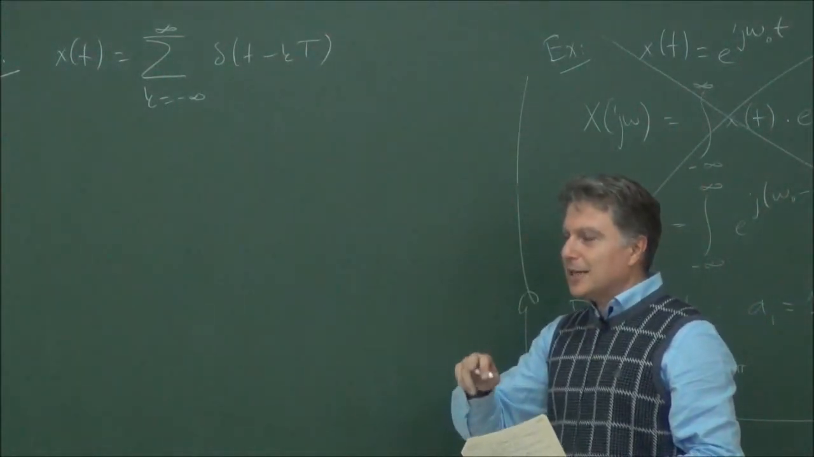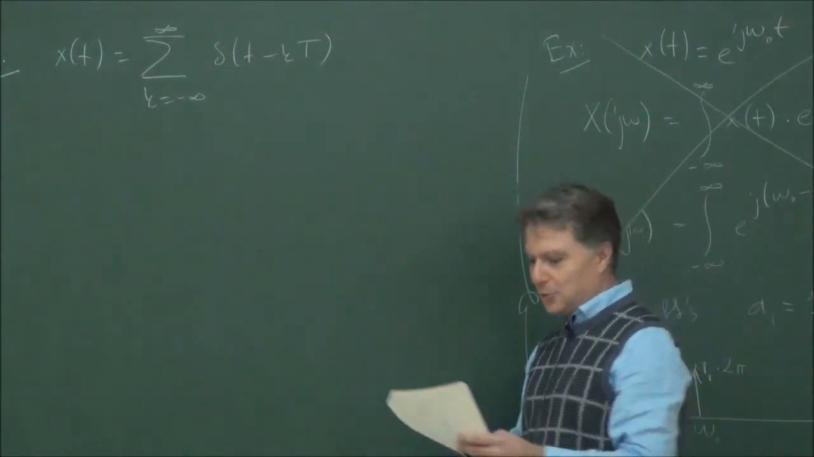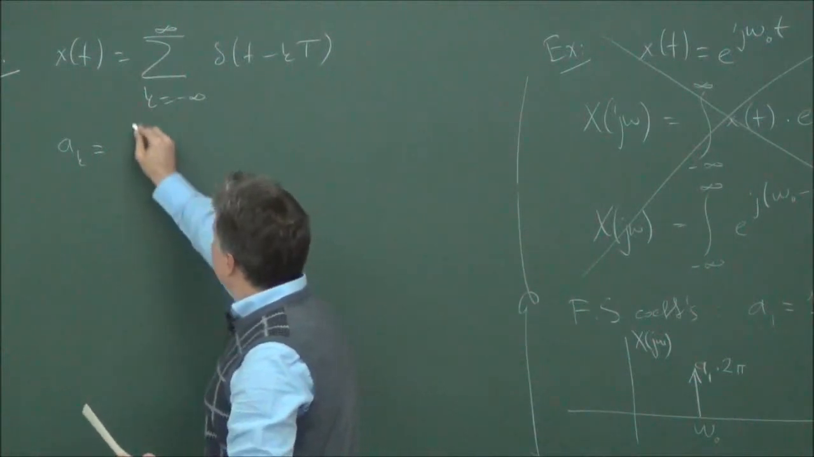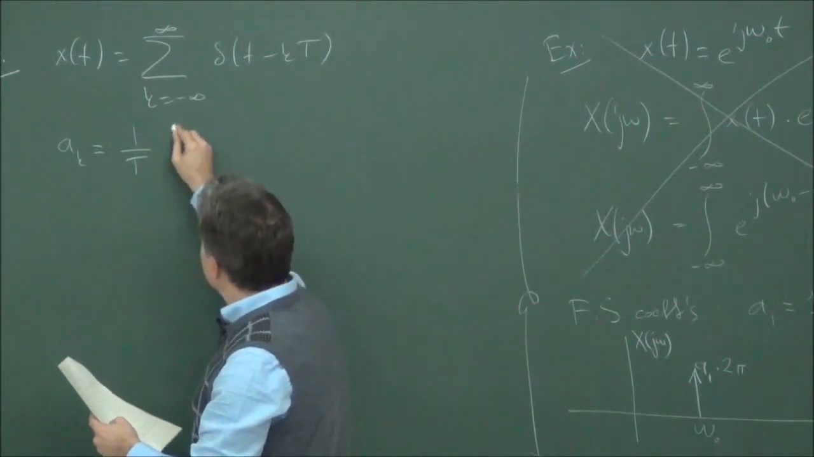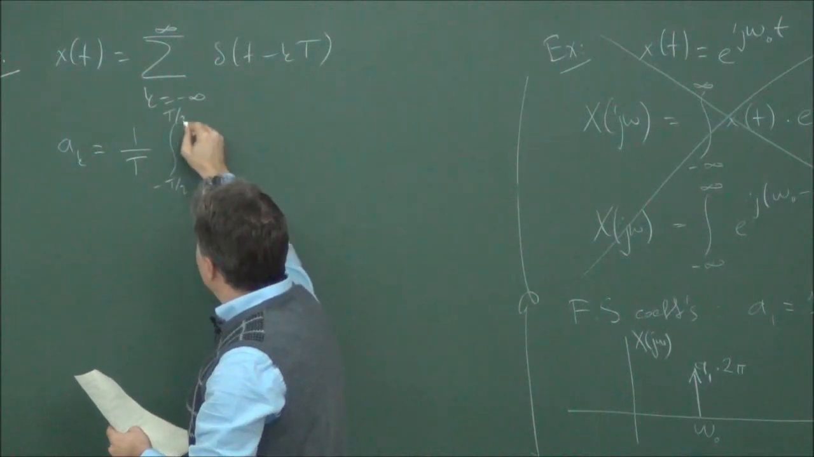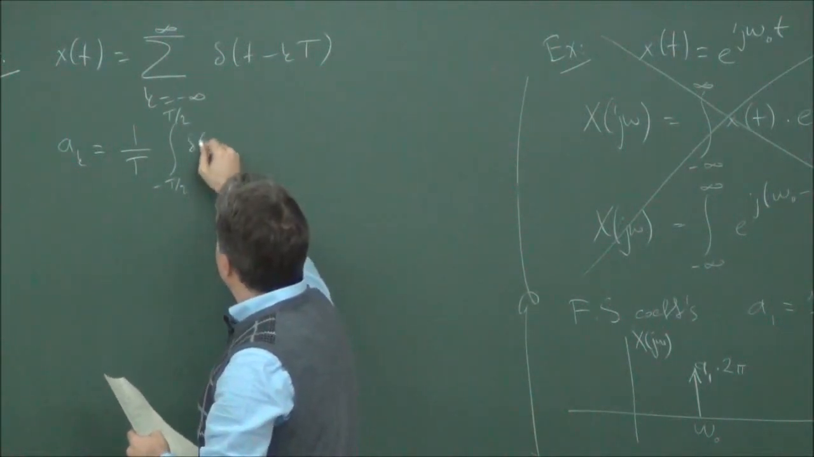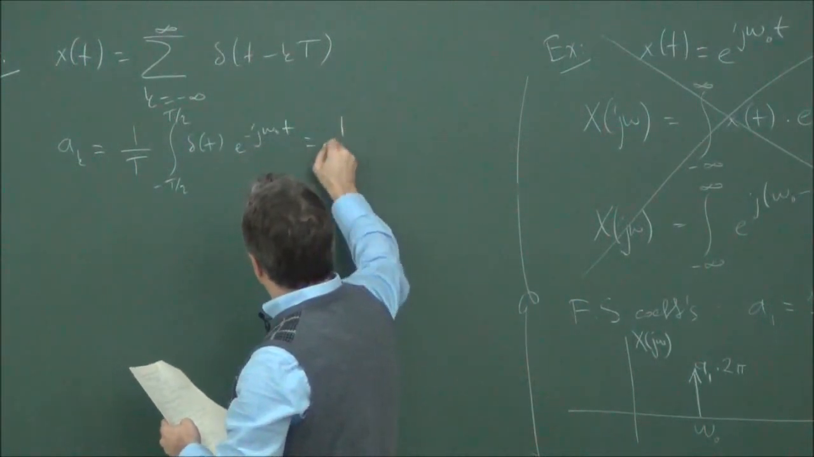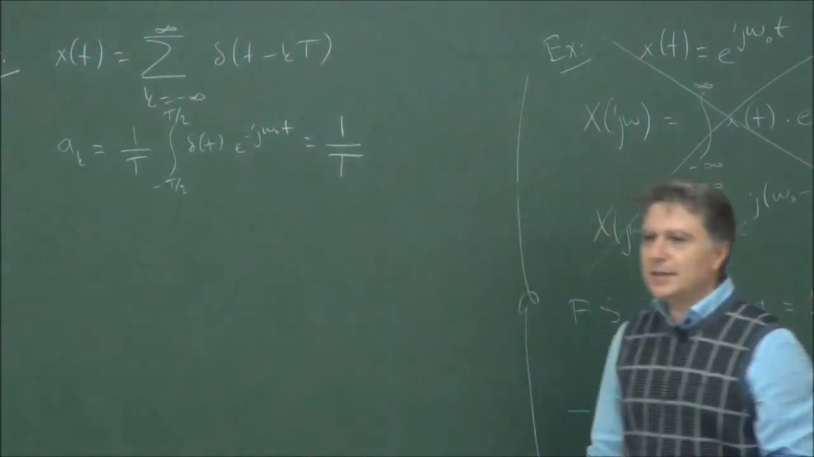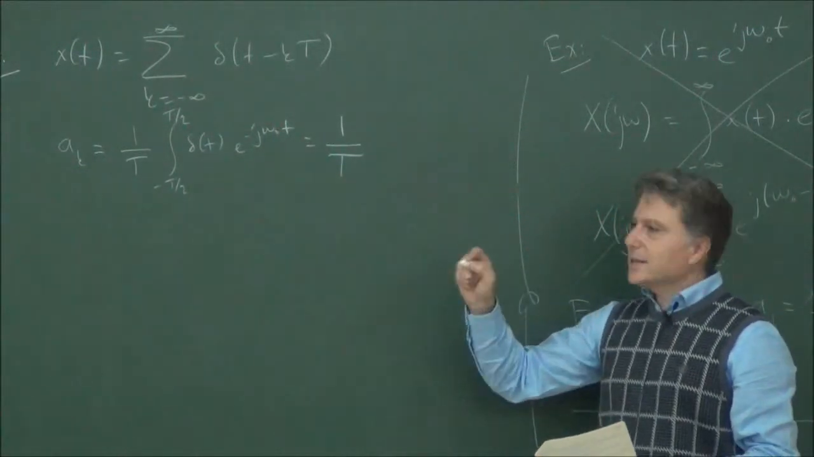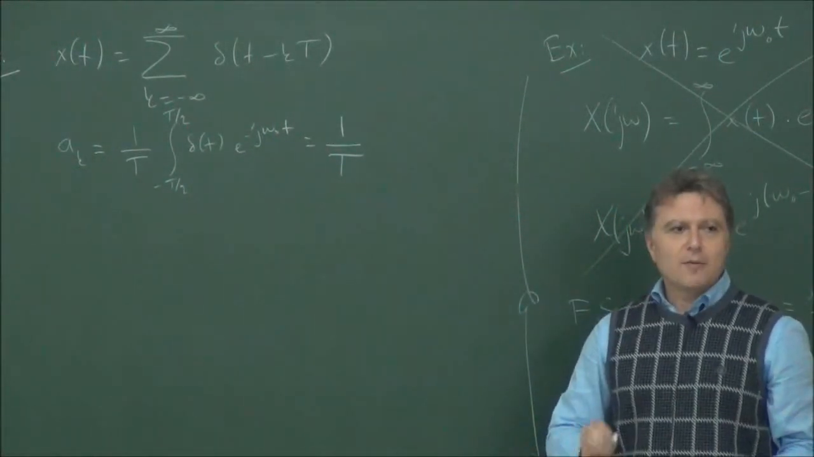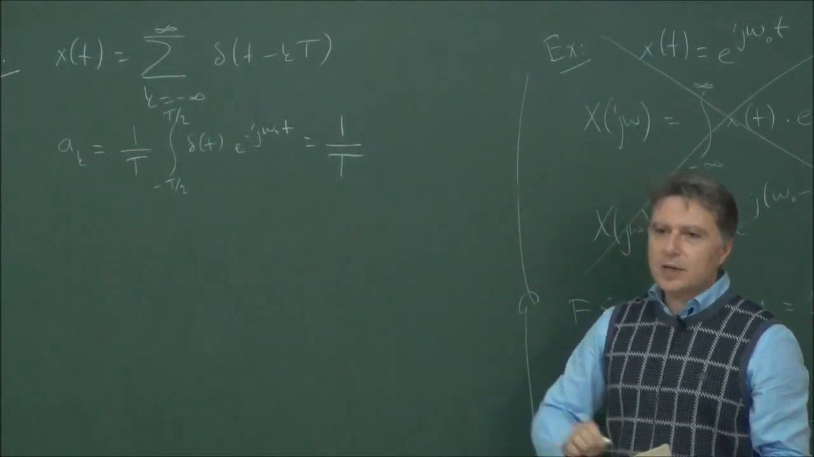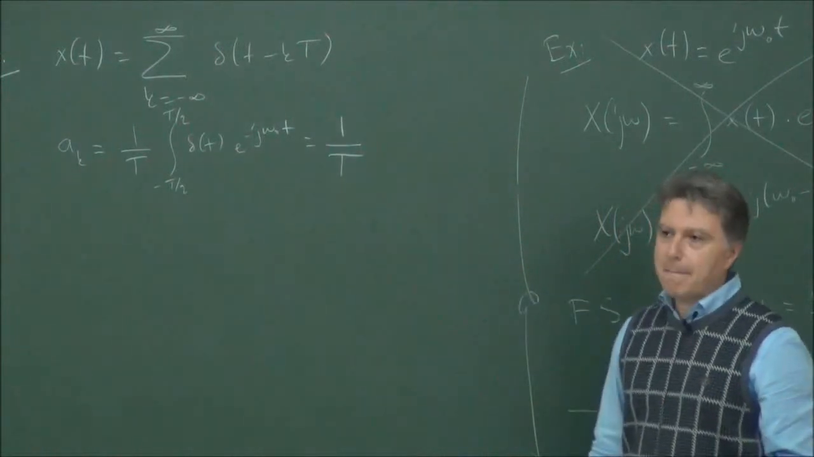and therefore it has Fourier series coefficients. Do you remember the Fourier series coefficients of that? Even if you don't remember, just apply the formula of Fourier series coefficients. And you will find it to be 1 over capital T, which says that ak doesn't depend on k. For all indices, the Fourier series coefficients are always 1 over capital T, whatever that capital T is.